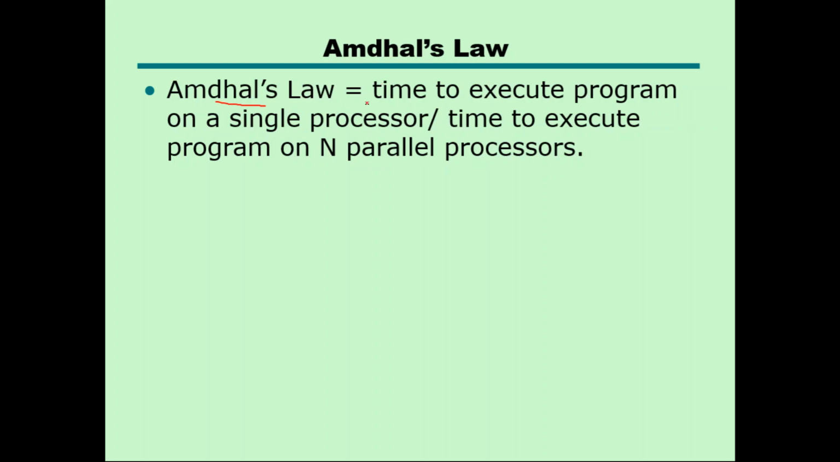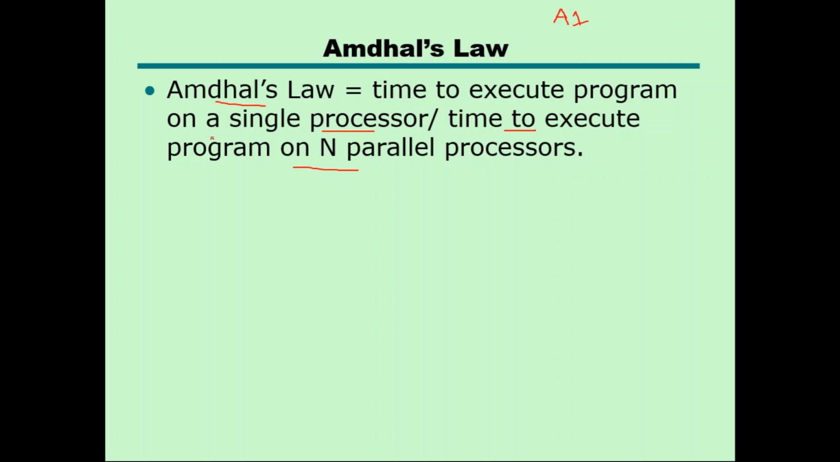So Amdahl's law is given like this: time to execute a program on a single processor divided by time to execute the program on n parallel processors. You take a typical application, say A1. To run this application A1 on one processor, how much time does it take? And to run the same application on n parallel processors, where the job is distributed and given to them, how much time does it take?